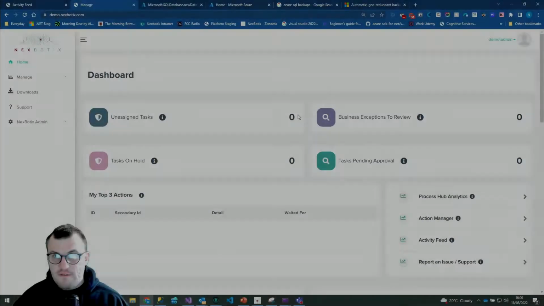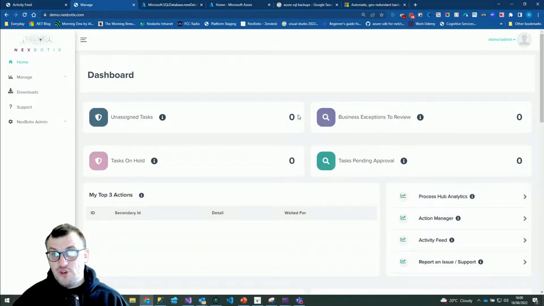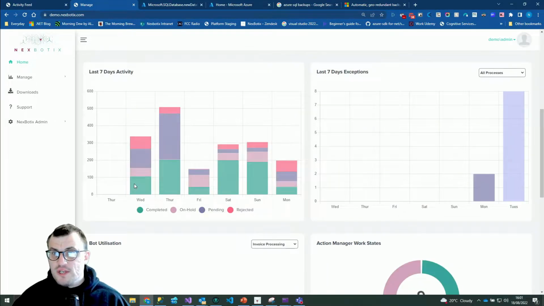On the homepage of the platform, this shows you key metrics and jumping off points for tasks that you may need to complete. You'll also see some other analytics, including the last 7 days activity on the platform for actions that were altered by people in your team, and the last 7 days exceptions, so you can get a feel for how many exceptions were raised on a given day.